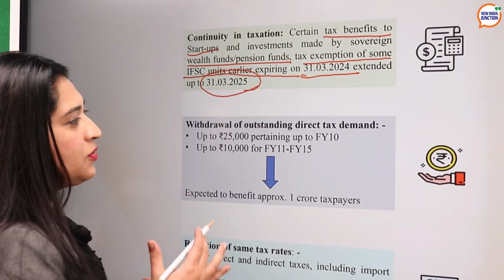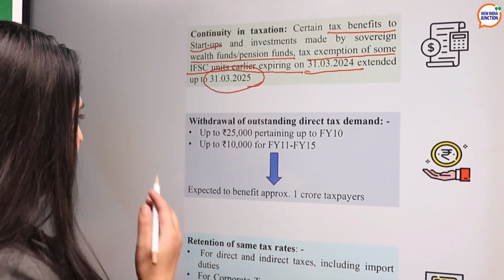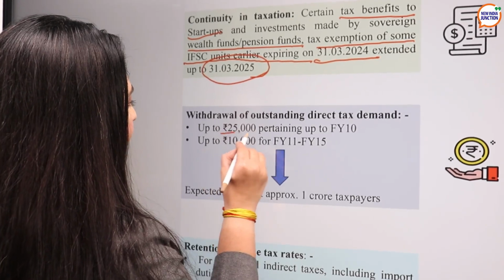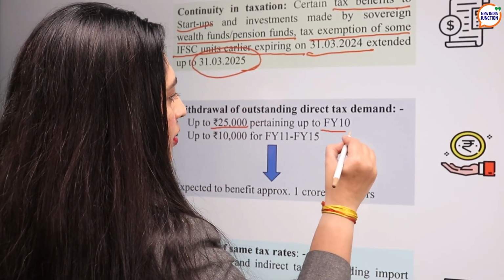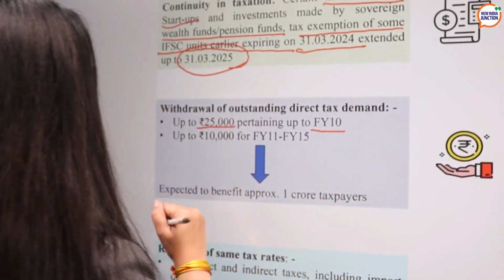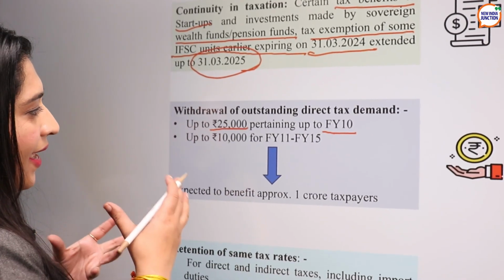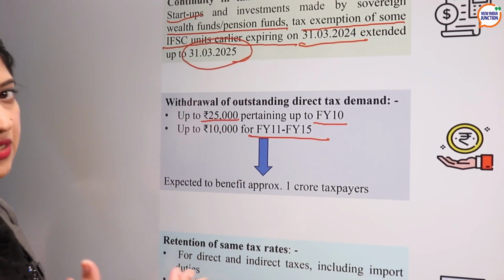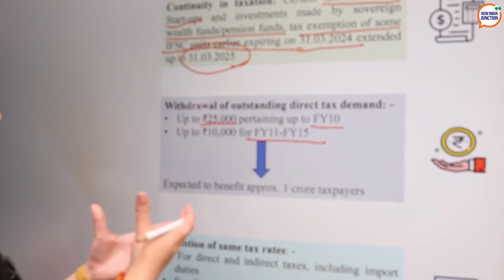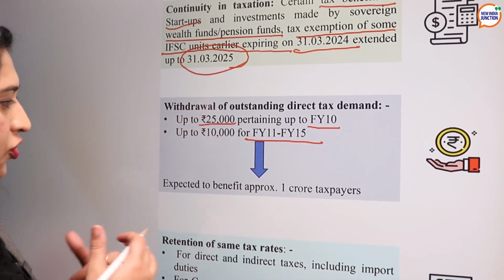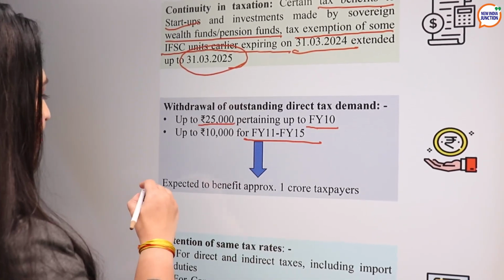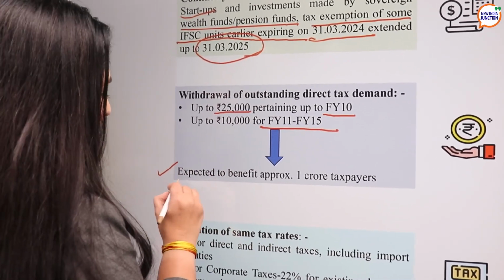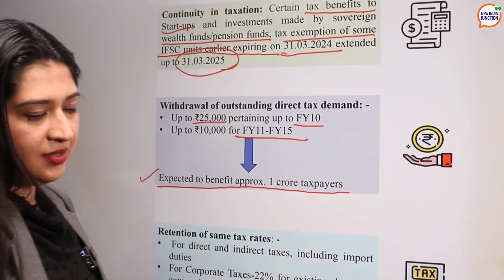Also, withdrawal of outstanding direct tax demand, which is up to 25,000 rupees pertaining up to financial year 2010, and then up to 10,000 rupees for financial years between 2011 and 2015. It is expected to benefit approximately 1 crore taxpayers.